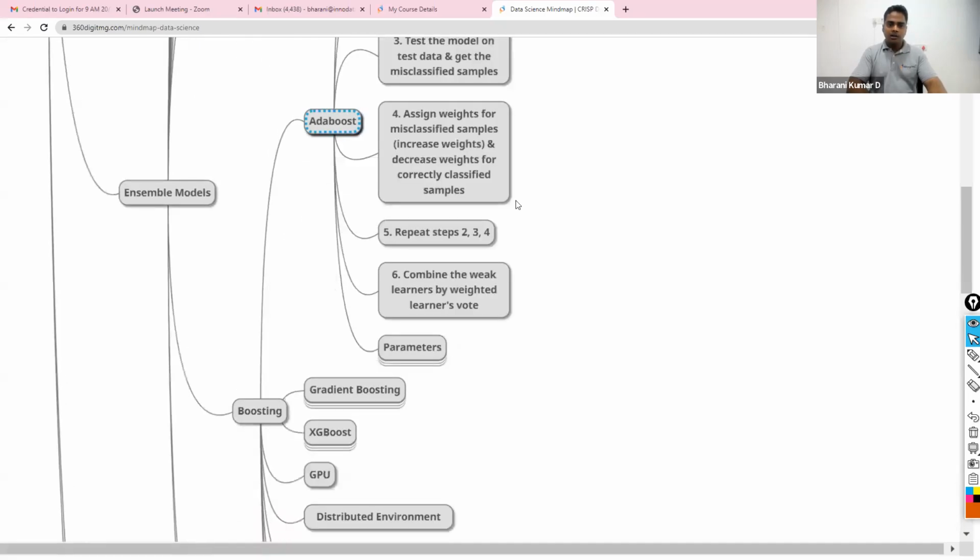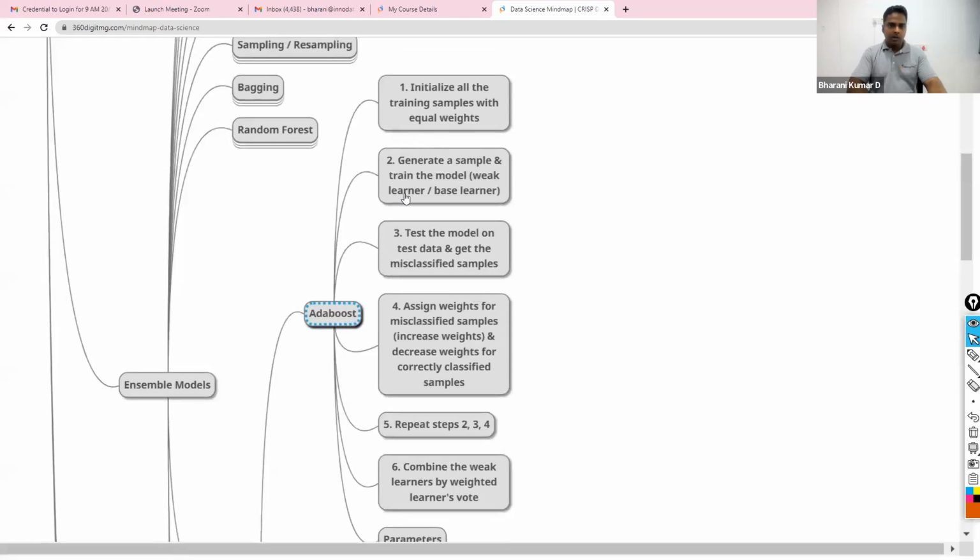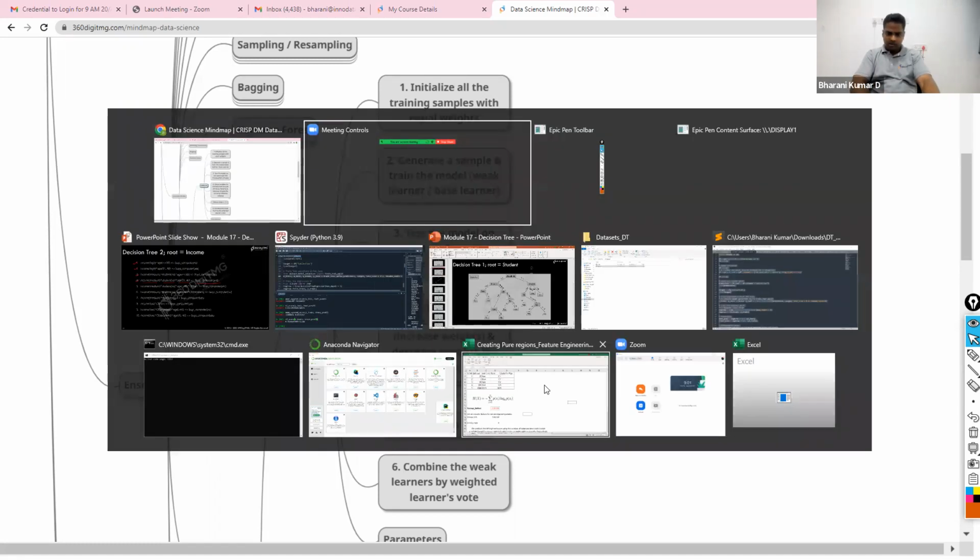So way back in 1995, people came up with a specific algorithm called AdaBoost. AdaBoost stands for adaptive boosting. Okay, so let's get into the algorithm and then let me explain.